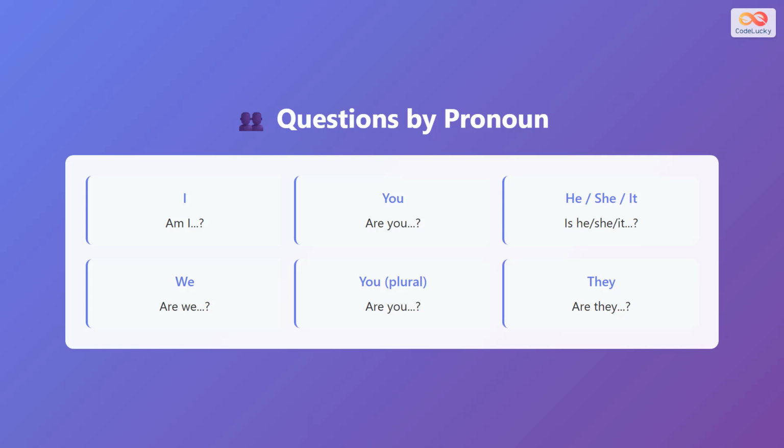Different pronouns require different forms of the verb to be. With the pronoun I, we use am. With you, we, and they, we use are. With he, she, and it, we use is. Remember these combinations: Am I, are you, is he or she or it, are we, are you (plural), are they? This matching between pronoun and verb form is crucial.